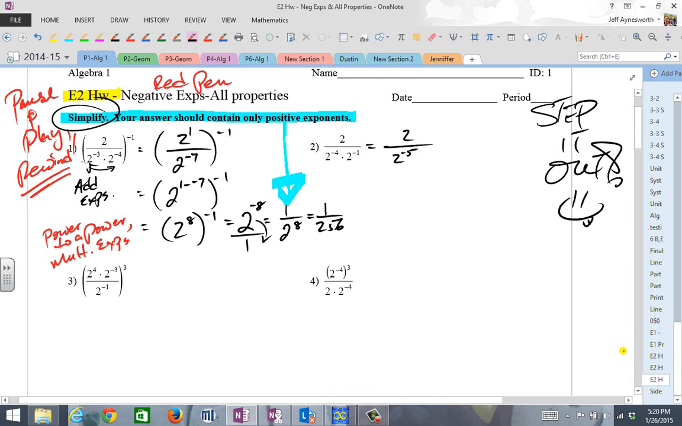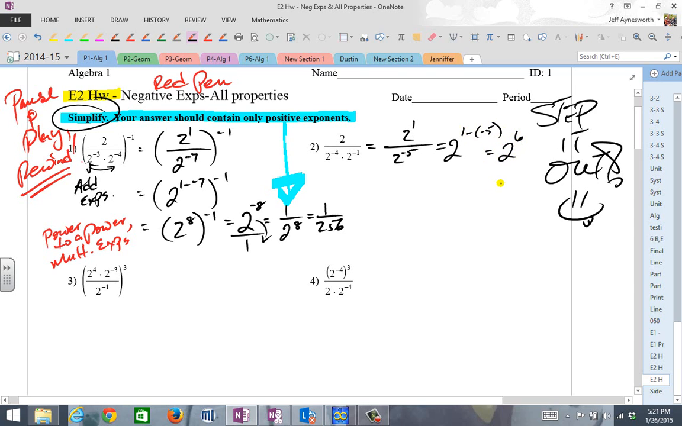Okay, so let's continue where we left off here. We're multiplying like bases, so we add the exponents. Now we are dividing like bases. So what do we do? Well, we subtract exponents, right? So we take 2 to the power of 1 minus a negative 5. That is 1 plus 5, or 6. So this is 2 to the 6th power.